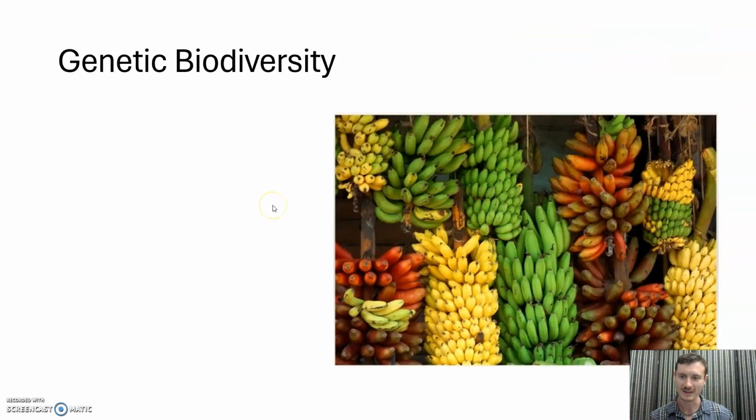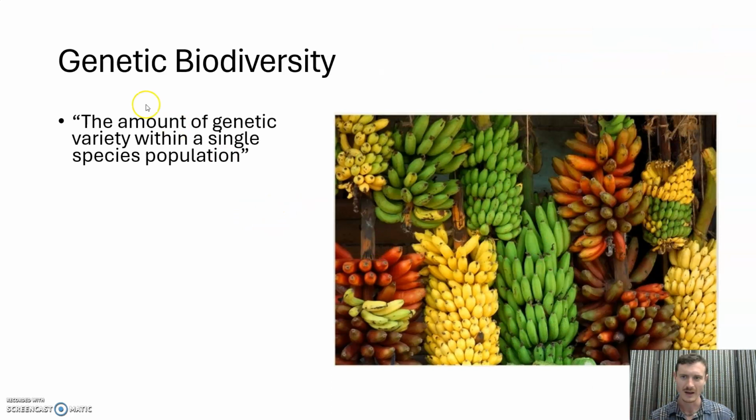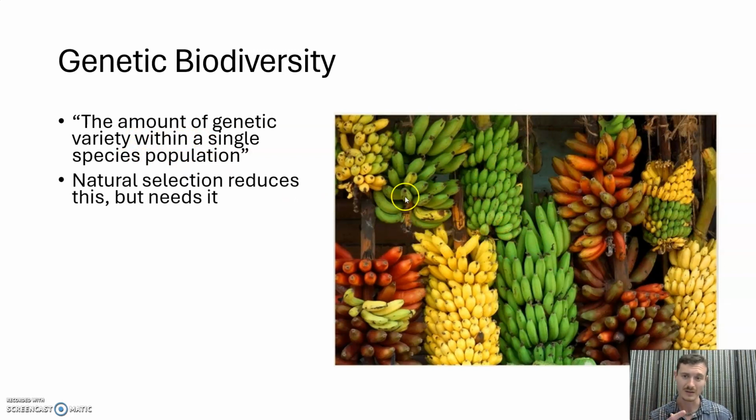So we can look at genetic biodiversity first, right? The amount of genetic variety within a single species population. So these are bananas, right? We got a lot of different colors, just like with the dogs before. This is a good thing. We talked about natural selection. So natural selection needs genetic diversity to act on, right? Genetic variation, because you need a population where you've got all these different sorts of genes running around so that some of them can be selected for, right? So that in response to stress, some of them can win out.